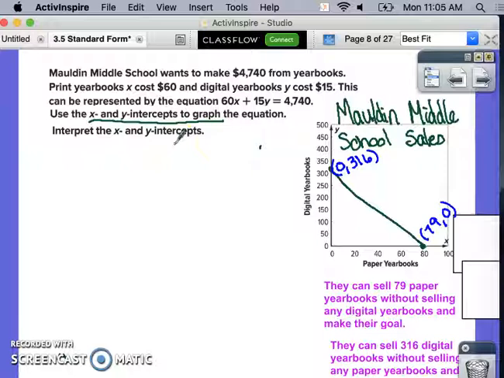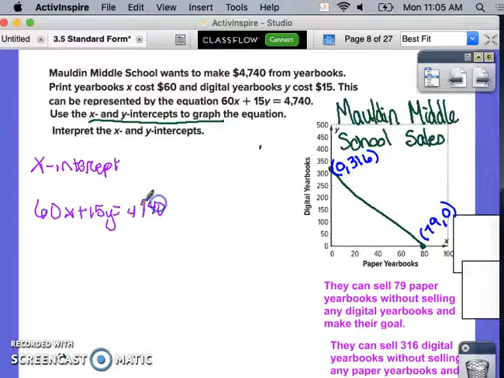So my equation, I'm going to write, there we go. So first, x-intercept, I need to write 60x plus 15y equals 4,740. And then the y-intercept. To find the y-intercept, I'm going to replace the x with 0. And with the x-intercept, I'm going to replace the y. So this pretty much will just go away, and I have 60x. Can someone get a calculator out for me?